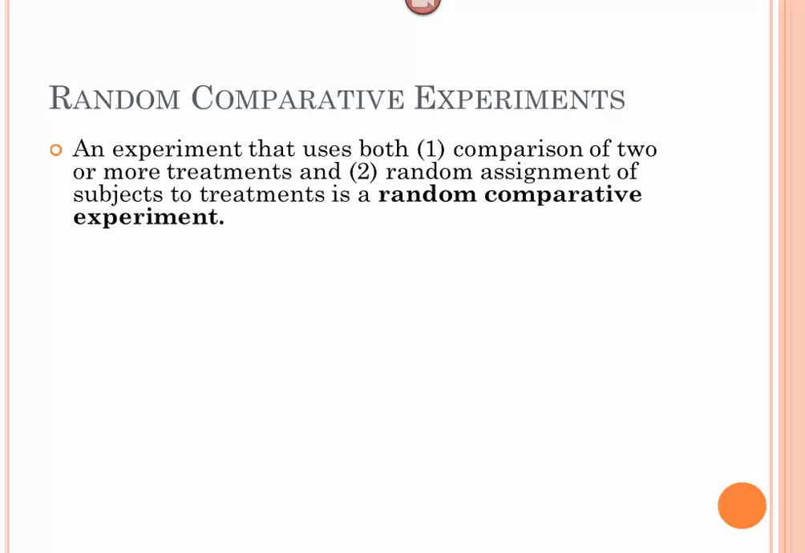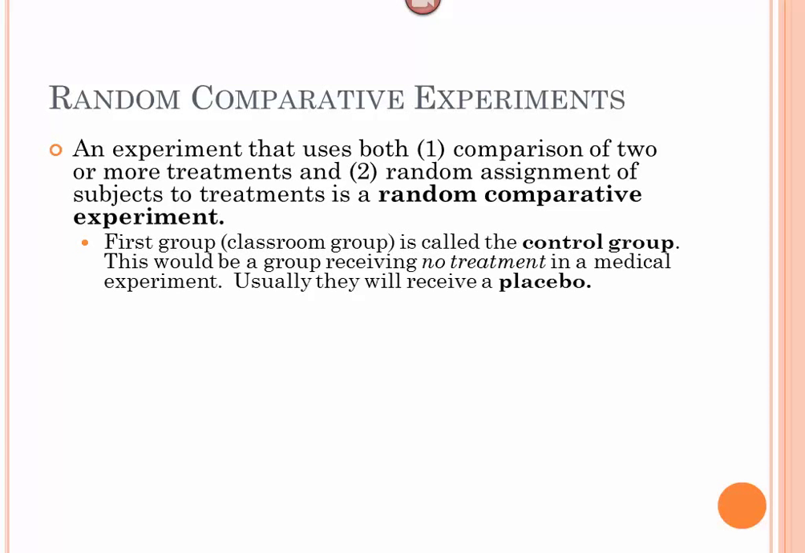When we talk about random comparative experiments, it's an experiment that is, number one, a comparison of two or more treatments. So we can have 3 treatments, 4 treatments, 5 treatments, etc. Where we want to randomly assign subjects into those different groups, a lot like the previous one we just looked at. The first group, the classroom group, is called the control group. This is the status quo, right? This is what's been offered up to this point.